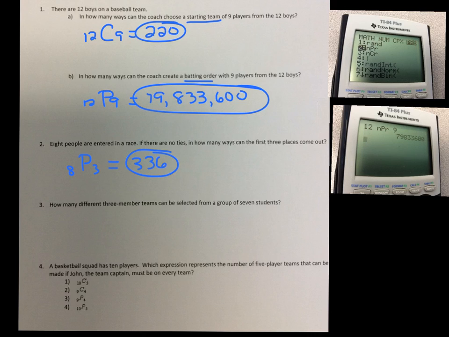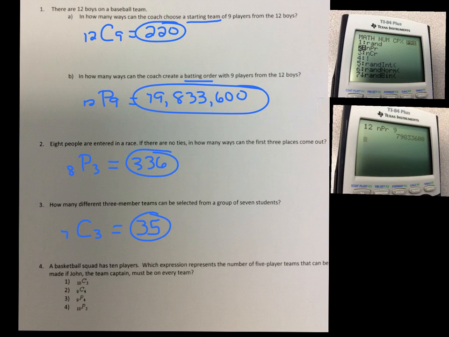Okay, number 3. How many different 3-member teams can be selected from a group of 7 students? So we're just choosing a team. We're not giving them any order or titles or positions. So here we're going to be using combinations. So we have a total of 7 students we're choosing from, and we want to choose 3 of them. So we could write that as 7C3. And you can do that in the calculator, and when you do, you will wind up with 35.